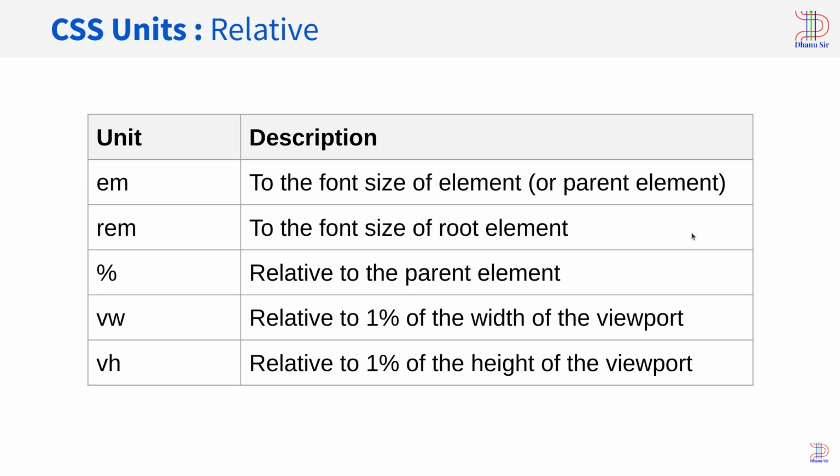Some of the common relative units are EM, which is basically related to the font size of the element or parent element, REM, which is relative to the font size of the root element, percentage, which is relative to the parent element, VW, which is relative to 1% of the width of the viewport, and lastly VH, which is relative to 1% of the height of the viewport. A viewport is basically the browser window size.